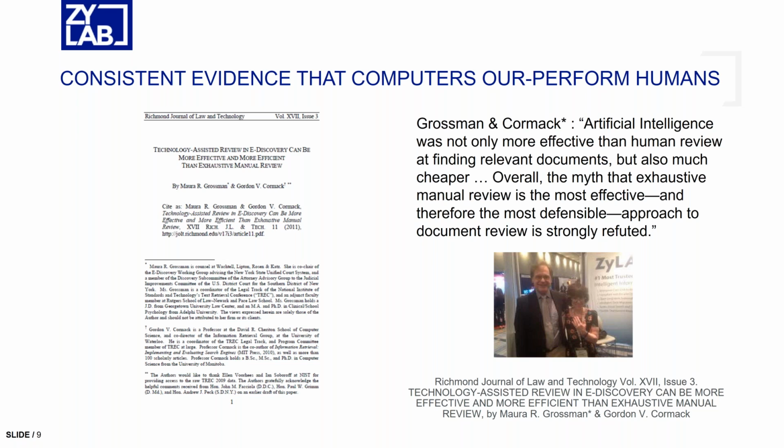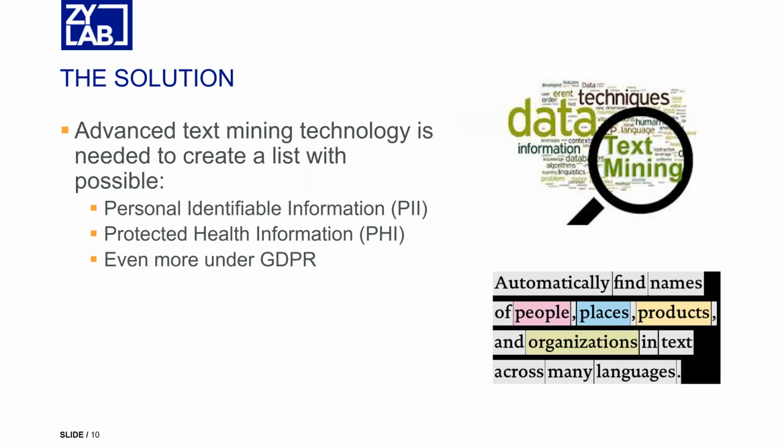the same way. Grossman and Cormack published a famous passage in the Richmond Journal of Law and Technology that states: artificial intelligence is not only more effective than human review at finding relevant documents, but also much cheaper. Overall, the myth that exhaustive manual review is the most effective and therefore the most defensible approach to document review is strongly refuted. We're going to spend a little more time talking about that and how that plays into the eDiscovery space, by using automated tools to do consistent redaction, both from an anonymization as well as a pseudonymization standpoint. So if humans can't do it, what is the solution?